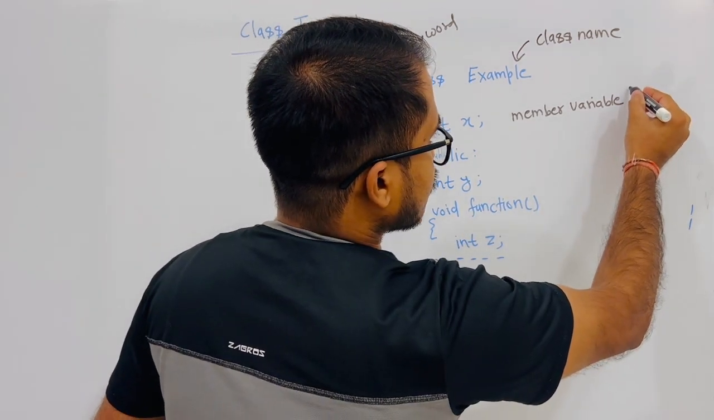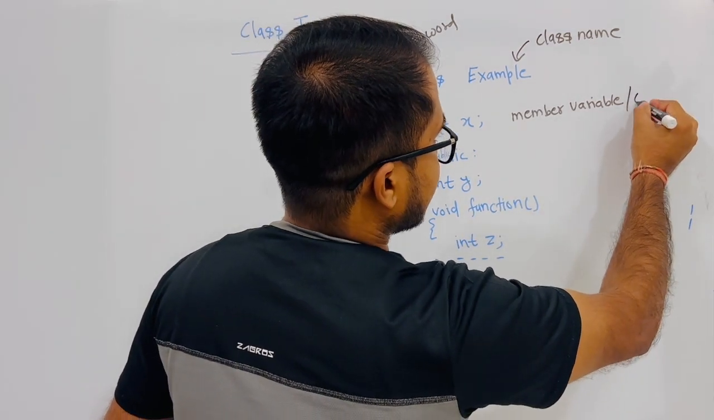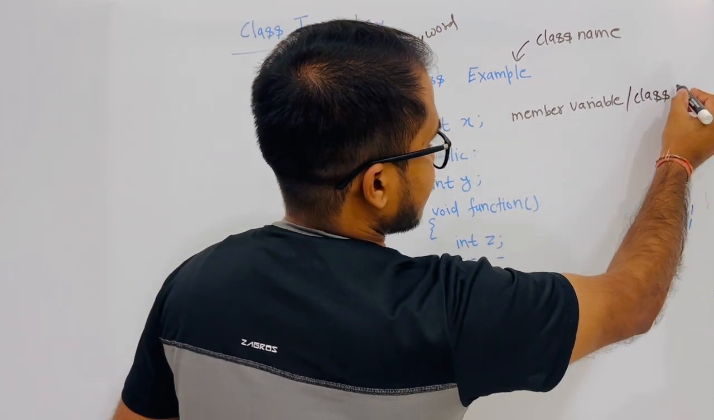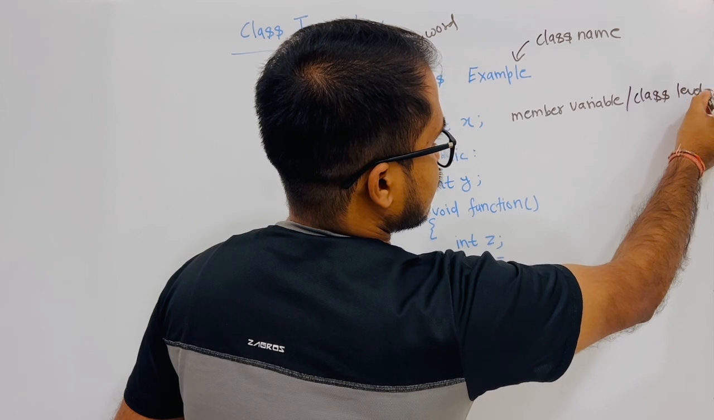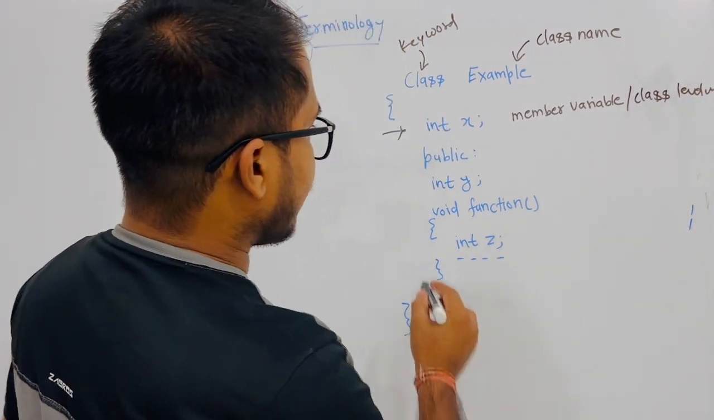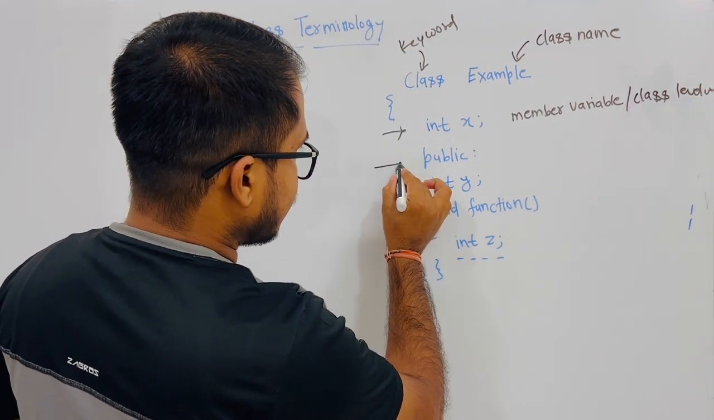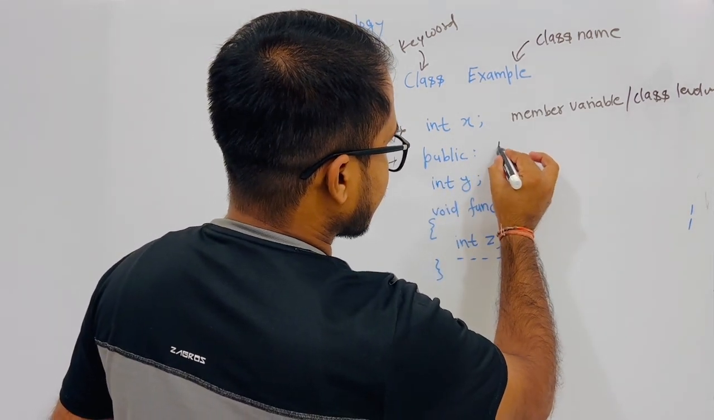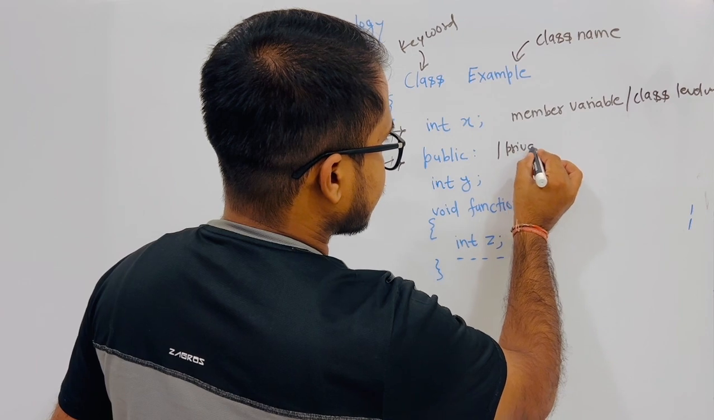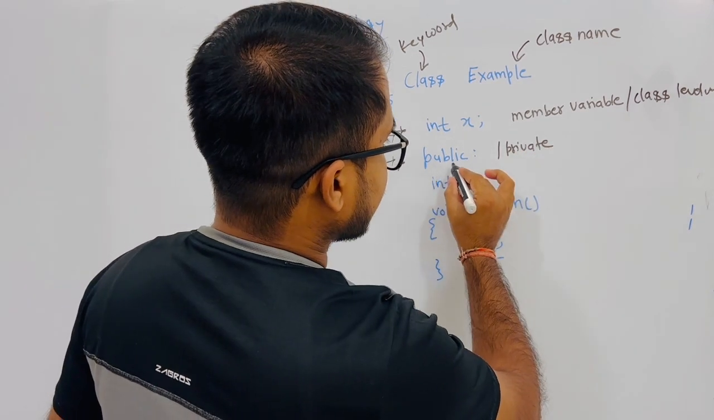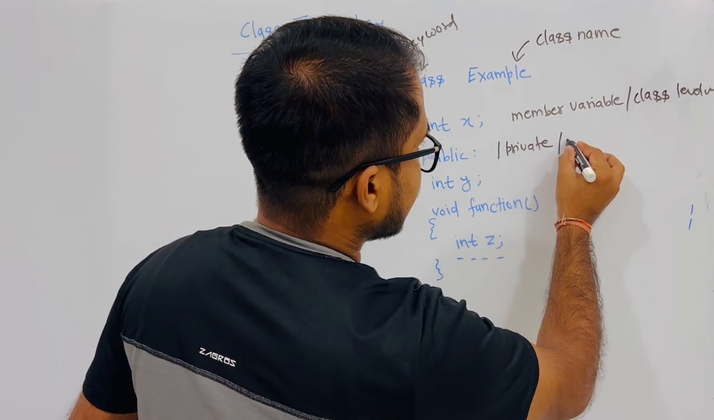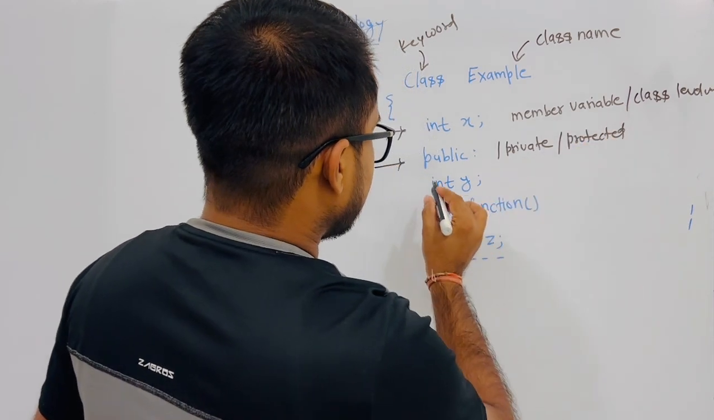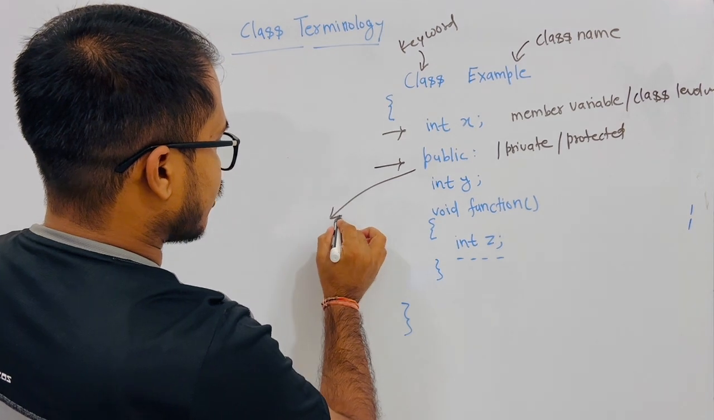Member variables are also called class level variables, because these variables are defined at the class level. Now if I talk about this particular keyword which is public, here there can be another keyword which is private, and in place of public there can be one more keyword which is protected. These keywords are called access modifiers.